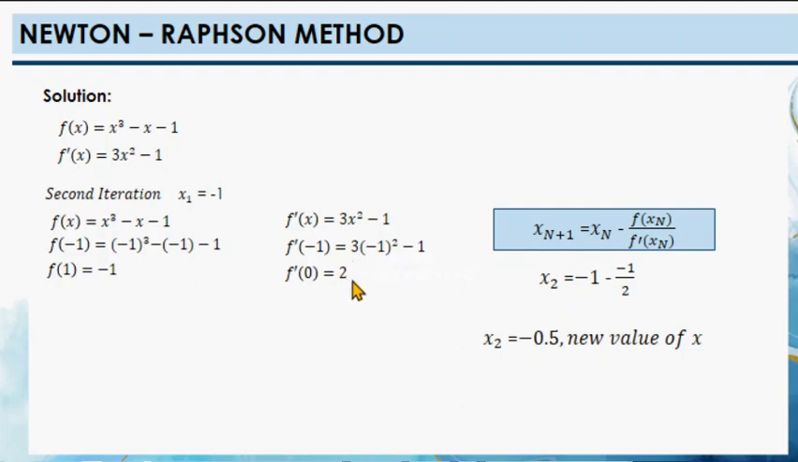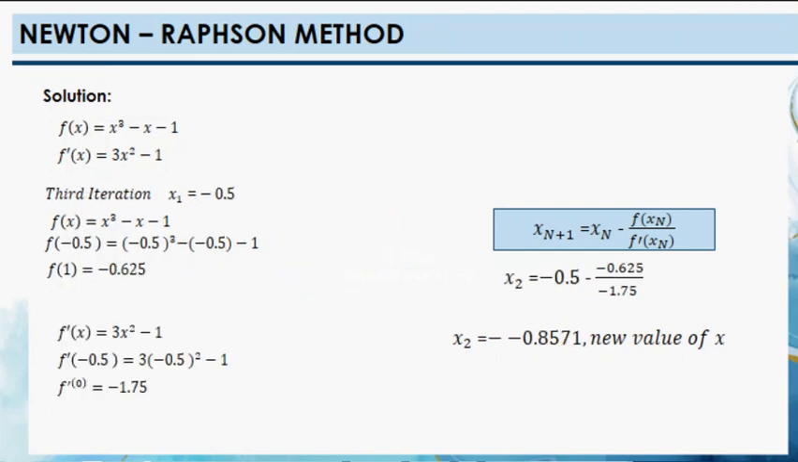Since we now have the values of f of x sub n and f prime of x sub n, and x sub n which is negative 1, we just substitute those values. So we have x sub 2 equal to negative 0.5, which is the new value of our x. That becomes our new x, so we substitute the negative 0.5.